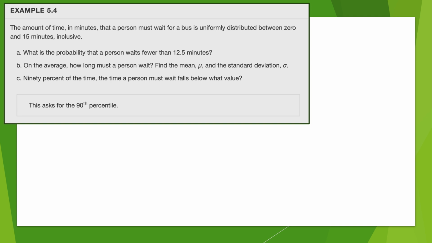90% of the time a person must wait falls below what value? So that's another way of asking for the 90th percentile. Let's rock and go through these answers one by one. A little stop and start time. Do them all, and then I'll go over them with you.